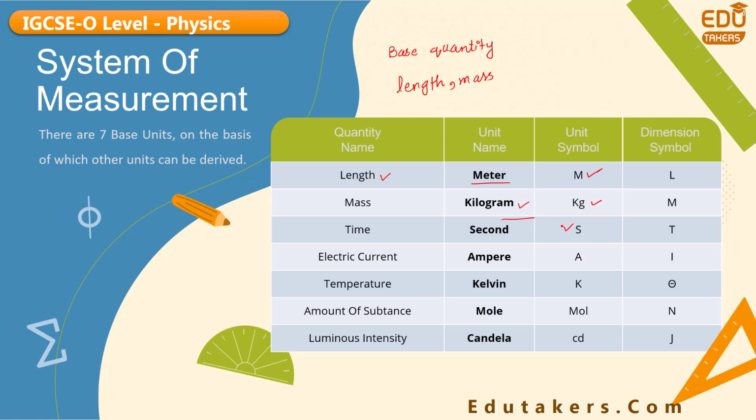There is also the electric current. The electric current is measured in ampere with symbol capital A. The temperature is measured in Kelvin represented by K. Amount of substance is measured in mole, and the last one is luminous intensity. It is measured in candela. You are familiar with length, mass, time, temperature, but all other quantities you will see in the next sections.